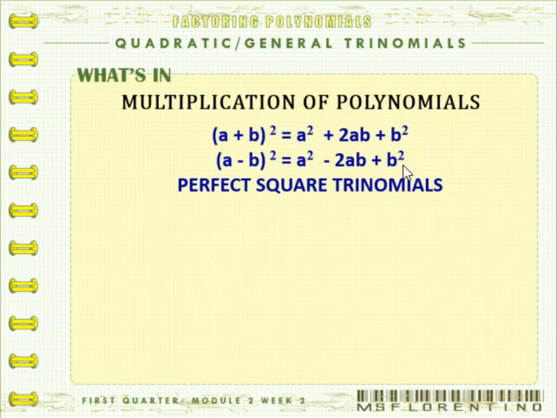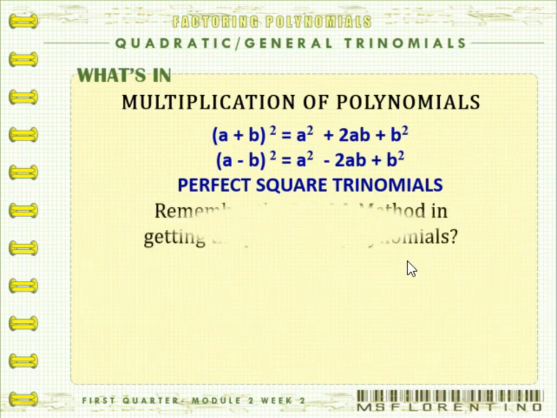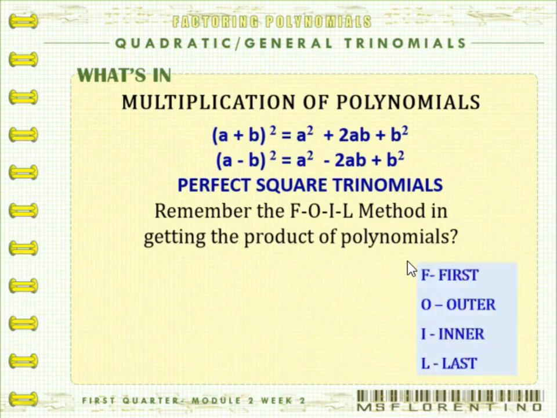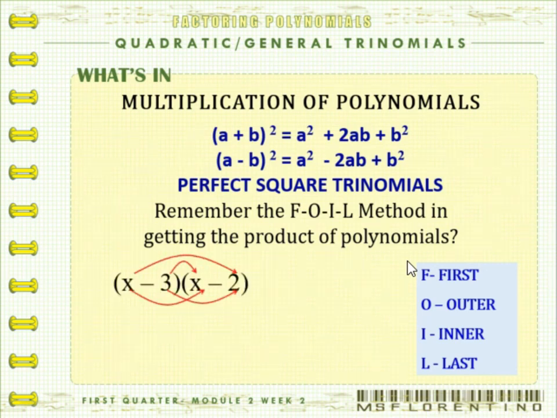What about if the polynomial is not a PST? Remember the FOIL method? We have first, outer, inner, and last. So, this is the same as applying the distributive property. For instance, we have x minus 3 multiplied to x minus 2.